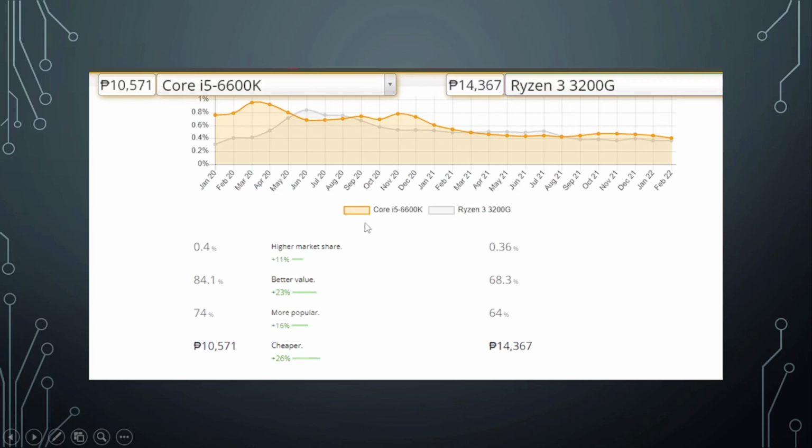We have here the data of the Core i5 and the Ryzen 3 when it comes to being cost effective, wherein Core i5 is advantageous in market share by 11%, better value by 23%, more popular by 16%, and cheaper by 26%. So if you look at the data from January 2020 to February 2022, we can see that generally Core i5 has a lower value than Ryzen 3.